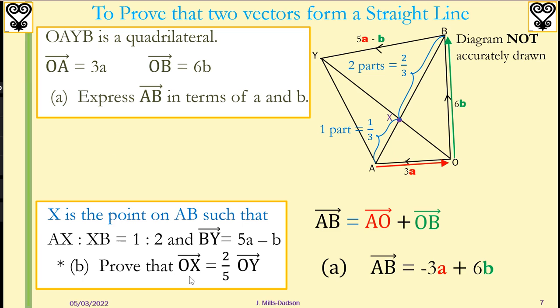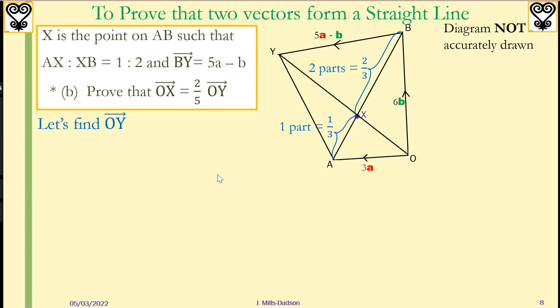But here we are supposed to prove something now. So first is to work out what is our OX, what is our OY, and see if we multiply OY by 2/5, we'll get OX. So we start with working out OY. We can start with OX as well, that's fine. So OY.